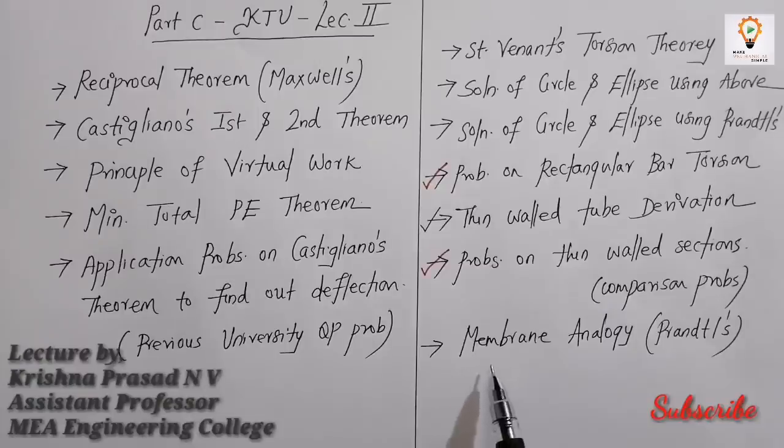Now additionally, from Part C we have the membrane analogy, that is Prandtl's membrane analogy, which was also asked for marks ranging from 4 to 6, in which you will be asked to explain the analogy. It is a simple comparison table in which you have to draw columns and explain at least 4 or 5 points, which may fetch you minimum 2 to 3 marks, even though you are not able to explain the complete process.